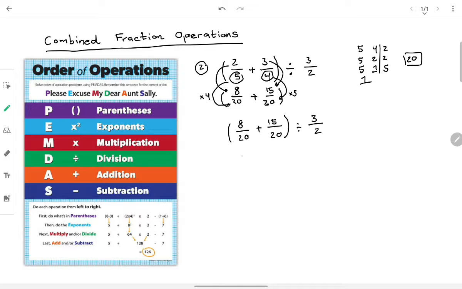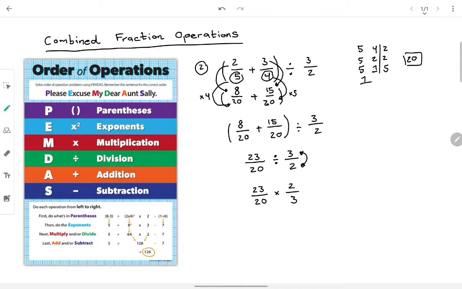So we can do the addition. We will get 23 over 20 divided by 3 over 2. Remember, we can do a little trick when we have a division of fractions. We can flip the second one, so we can get a multiplication. We can write this as a multiplication like this one.